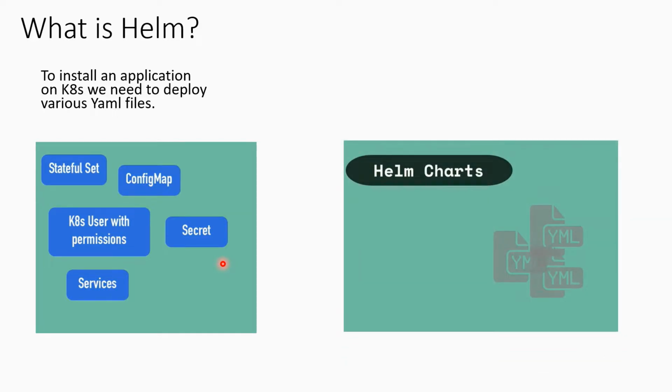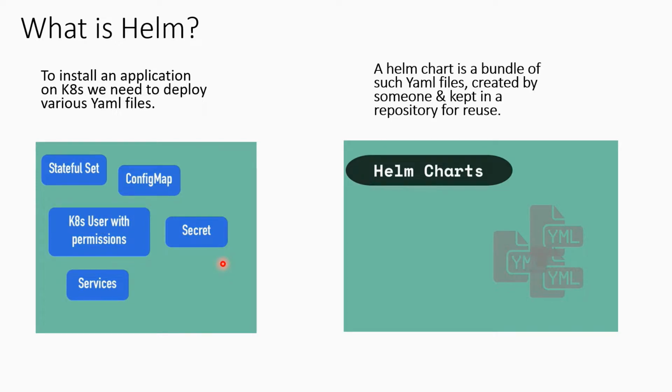But there is another way to manage this, which is called a Helm chart. So a Helm chart is a bundle of such YAML files created by someone and kept in a repository for reuse. Okay, so this is like a folder with so many YAML files, or a TGZ or zip file of the same folder.